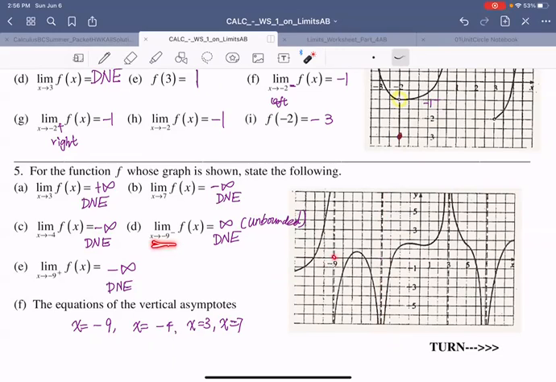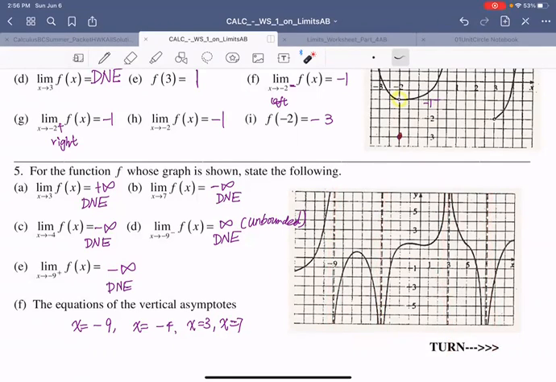Negative 9. Approach from the left. Be very careful. Approach negative 9 from the left. Wow, this one goes to positive infinity. If you approach negative 9 from the right, it goes to negative infinity. And you can tell those are all vertical asymptotes.